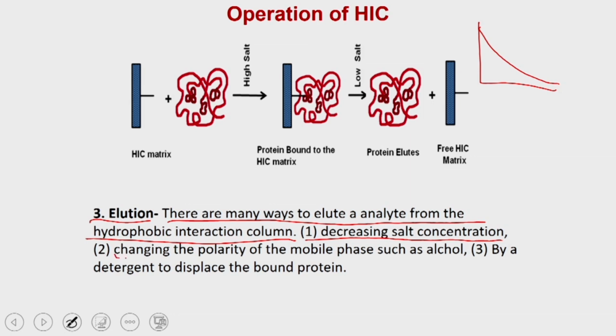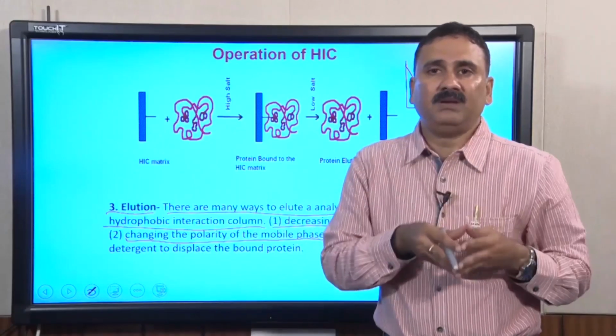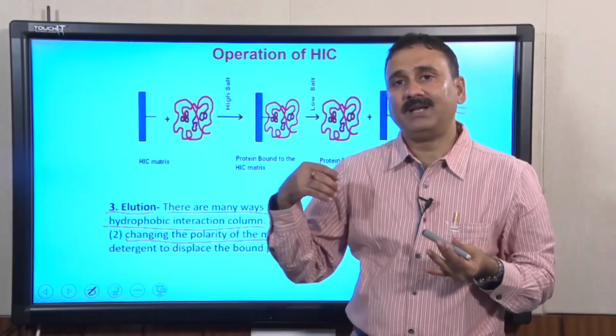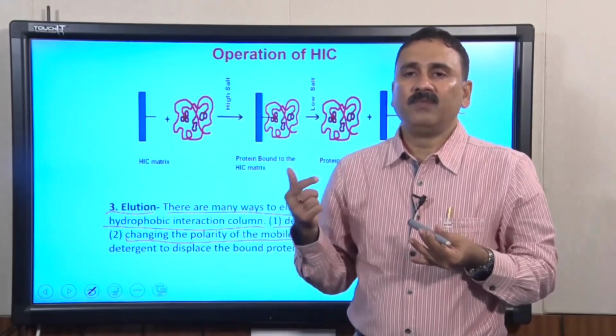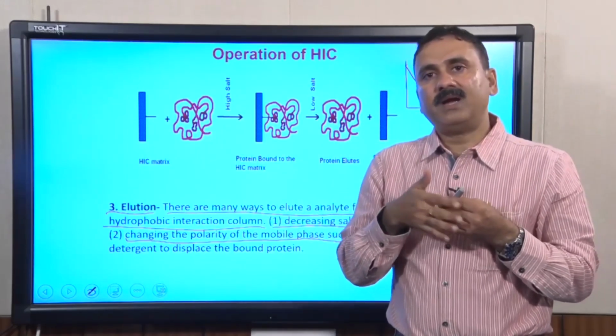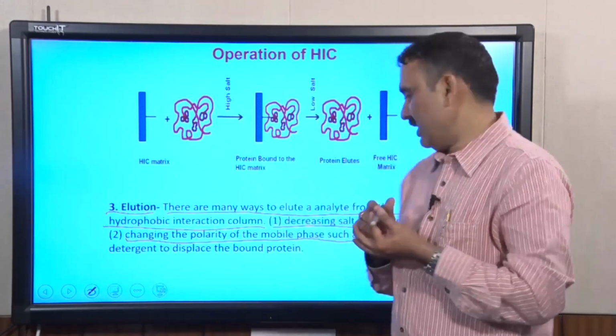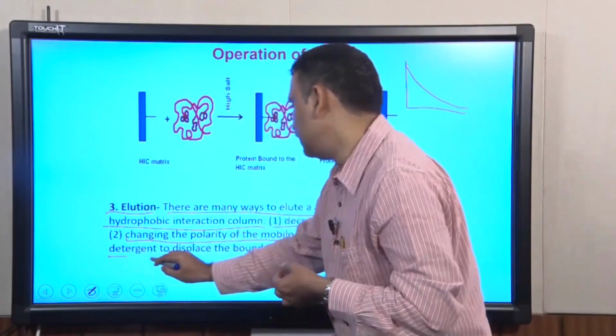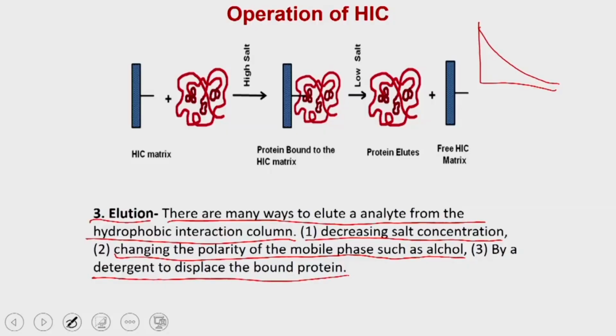Then you can change the polarity of the mobile phase, such as by adding alcohol. You can also have competitive molecules, because alcohol is going to be more hydrophobic compared to water molecules. If you add the alcohol, it is going to interact with the ligands present on the beads instead of the protein, and that is going to displace the protein. Or you can use a detergent to displace the bound protein. Detergent is also hydrophobic in nature, so if you supply the detergent, it is going to bind to the ligand and displace the protein.